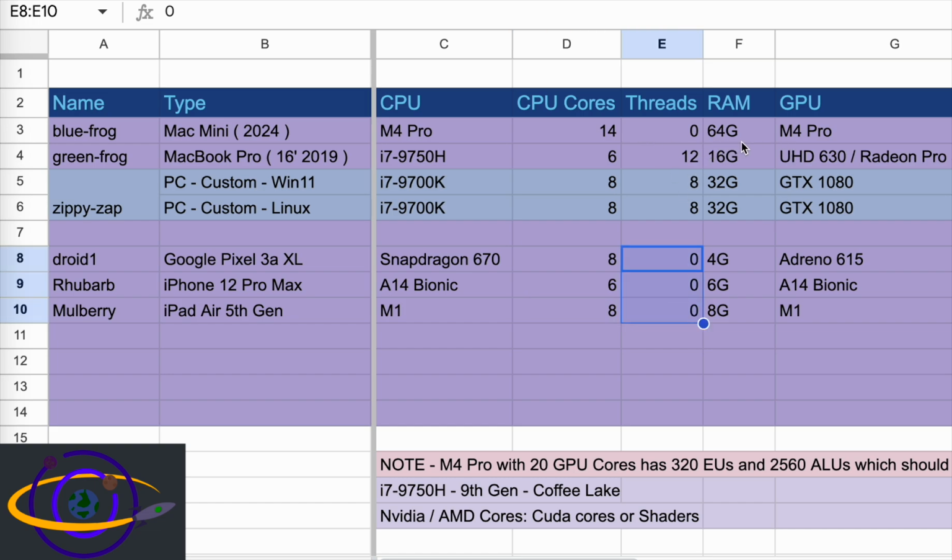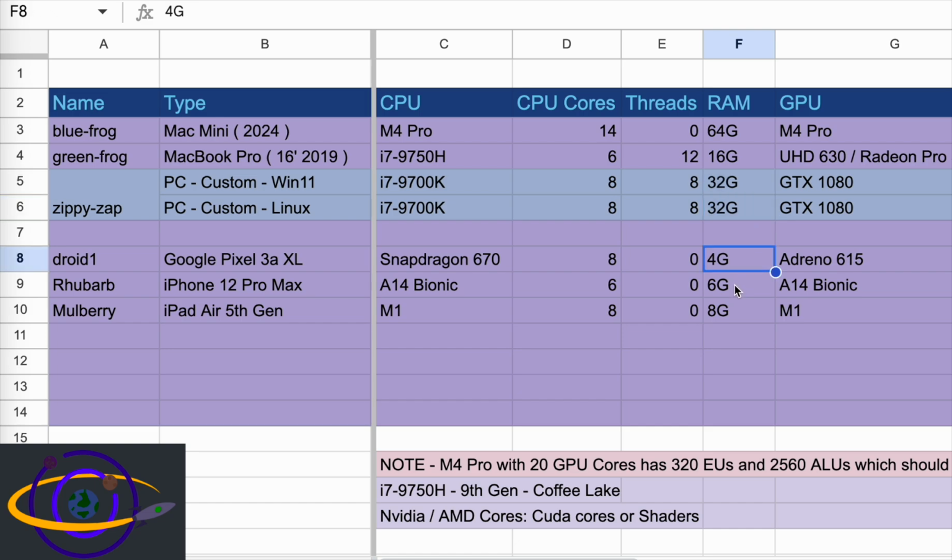Now as far as RAM, got 64 gigs in the Mac Mini. Only 16 gigs in the MacBook Pro, which is holding it back a lot. If we had doubled this, I could have gotten quite a bit more life out of this thing. The PC has 32 gigs and is serving me well for now. I'd like to upgrade it, but I really don't need to.